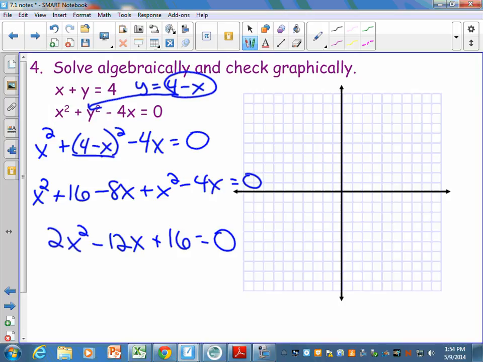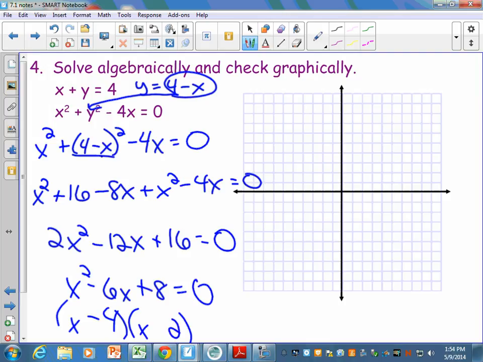And again, quadratic formula, complete the square, factoring are all options. I see that this is all divisible by 2. You can't divide by an x, that's a big issue, but you can divide by a number that's a common factor, which means I would divide all this by 2 to make my numbers smaller. So that's going to become x squared minus 6x plus 8. And then that's pretty easy to factor, right? 4 times 2, minus and minus, which means I get x equals 4 and x equals 2.